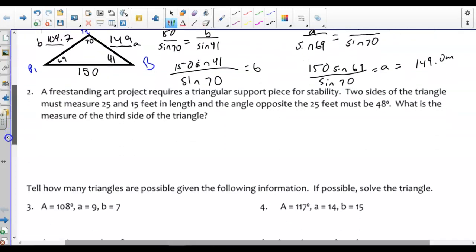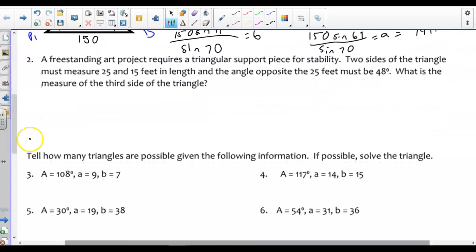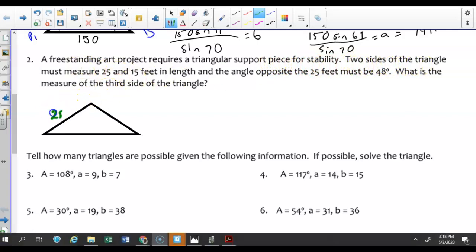Law of sines. For this one, it says a freestanding art project. Hold on, let me get another triangle. A freestanding art project requires a triangular support piece for stability. Two sides of the triangle measure 25 and 15. So 25 and 15. Then it says the angle opposite of 25 is 48. So this one's 48 because this is opposite, right?